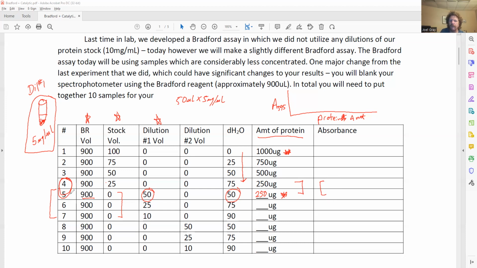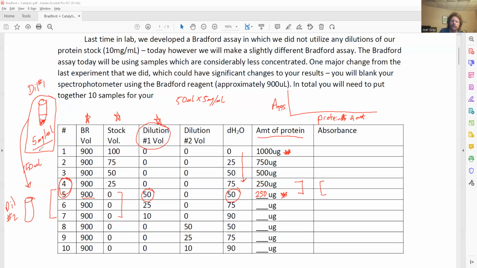So for samples 5 through 7, what we're going to be doing is making a 5 microgram per microliter stock, or sorry, dilution. That's dilution number 1. Now, for dilution number 2, I would recommend taking 150 microliters from that to make dilution number 2. And these are rough numbers. Whenever I say rough numbers, it might be easier for you to do 200 microliters of the stock plus 200 microliters of water and so on. But this is just an illustration.